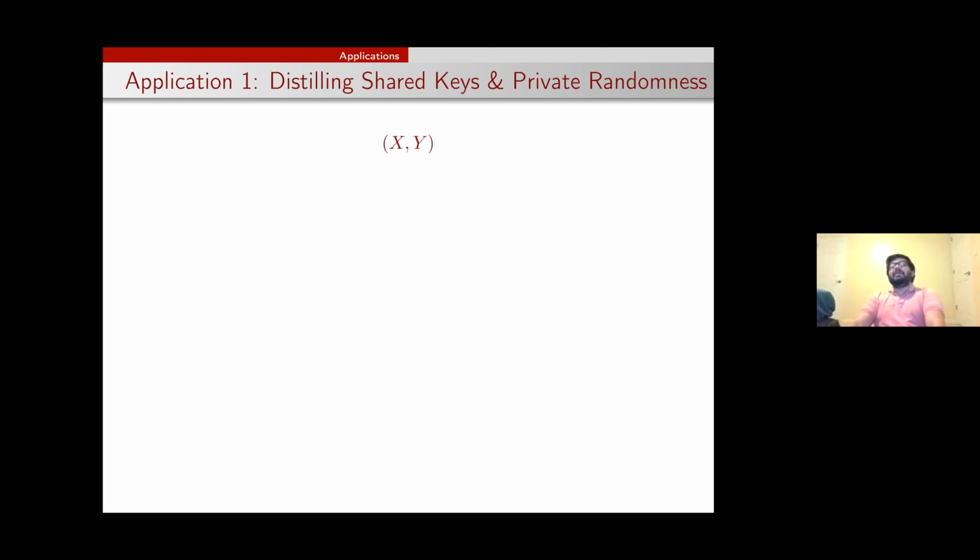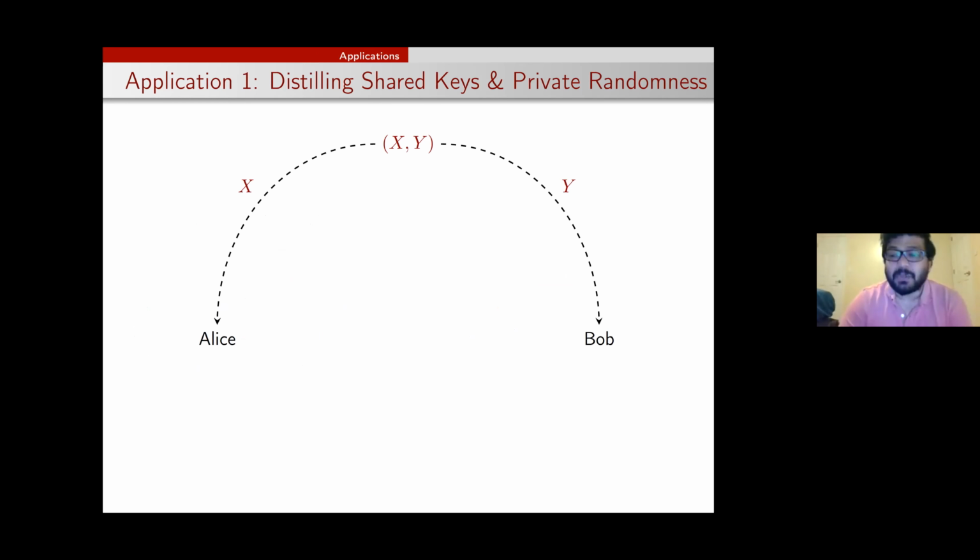So let me introduce the first example. If you are from information theory, this example should be particularly meaningful to you. So we have a joint distribution, X and Y. The sample X is given to Alice and sample Y is given to Bob.